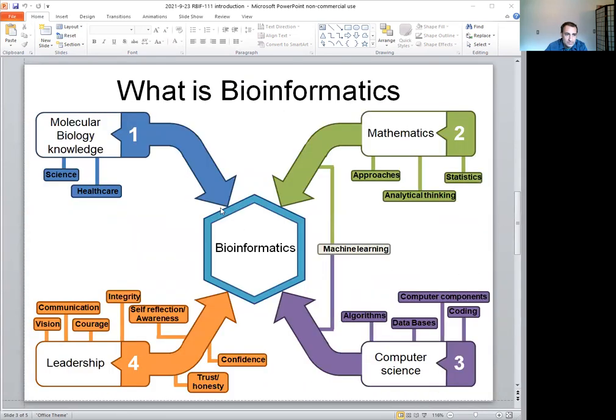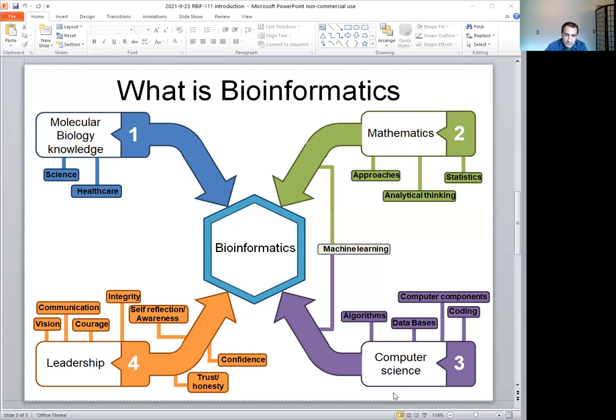So what's bioinformatics? Well, for me, bioinformatics has some molecular knowledge, molecular biology information. That could be a lot of science knowledge, and also how science relates to healthcare. I believe that those two disciplines are heavily interrelated. It involves mathematics. That includes analytical thinking, statistics, and approaches. And that's a lot of what we're going to focus on in this class.